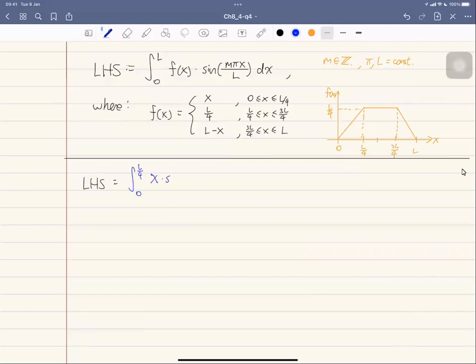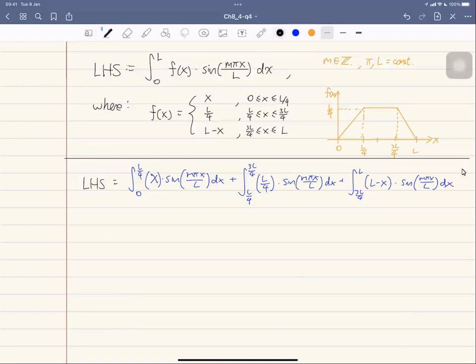Okay, so the traditional step is you go from 0 to L over 4, where f takes the value of x. So you write this part, plus L over 4 to 3L over 4, where f takes the value of this, I'll put it in brackets just to be clear, sine m pi x over L. And the last bit from 3L over 4 to L, where f takes the value of L minus x. Like this. Okay, so this is the traditional steps.